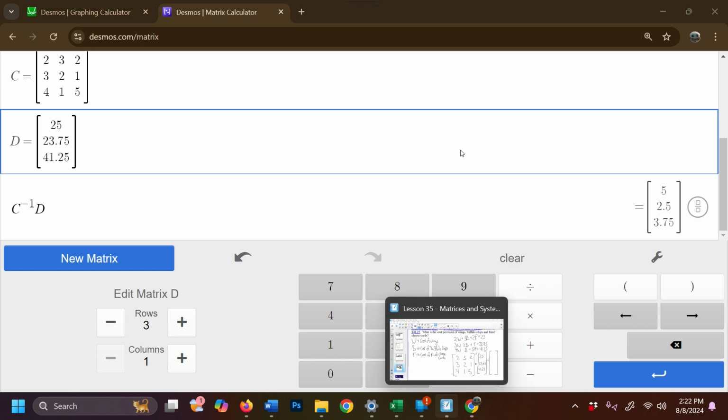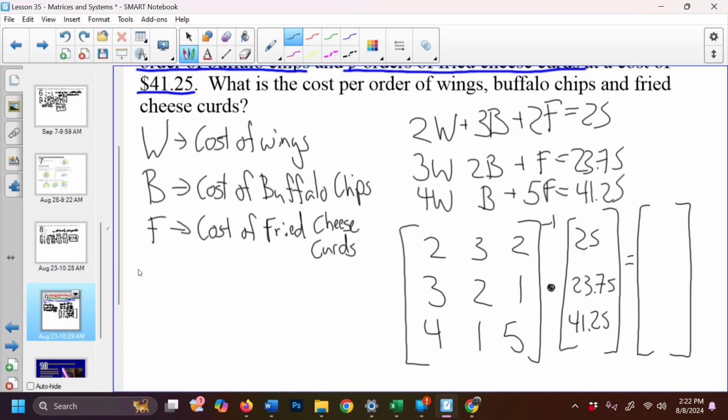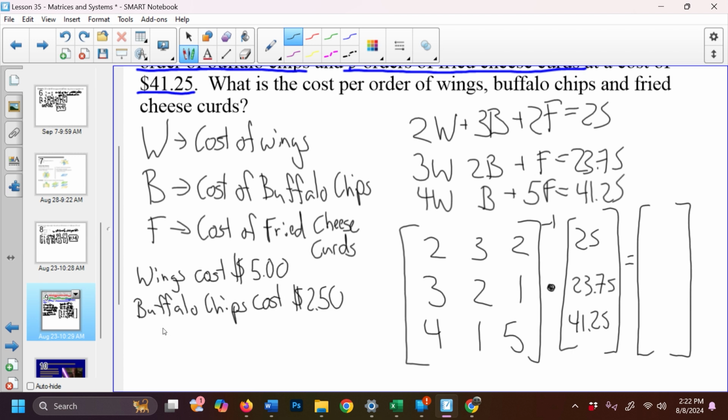So we will write that out, and we will say wings cost $5, and then buffalo chips cost $2.50, and fried cheese curds is $3.75.